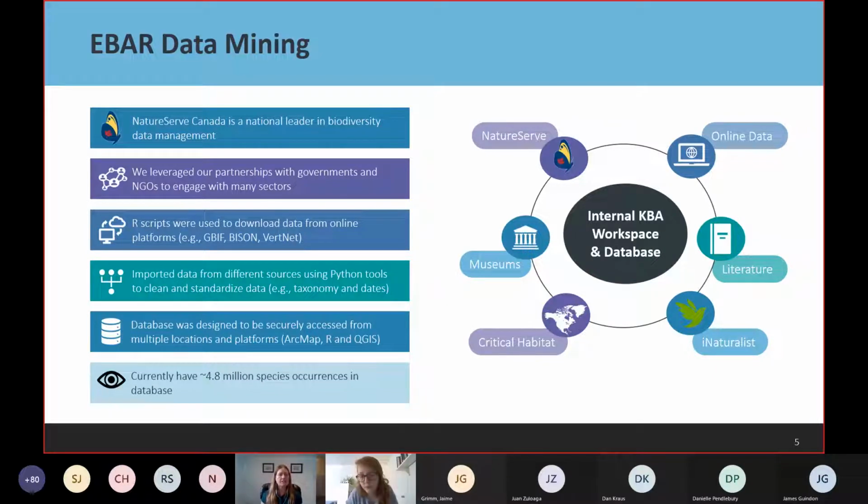And as Chloe mentioned, this database was designed to be securely accessed from multiple locations because our team is really spread across Canada, and accessed from a variety of platforms such as ArcMap, R, and QGIS. And I'm really excited to share that at this point, we have about 4.8 million species occurrences that we're able to pull from to do our work in the database.